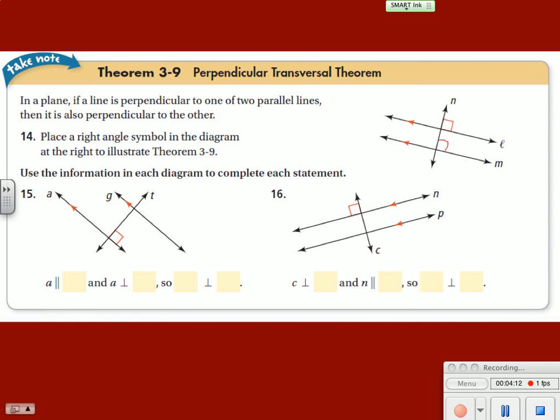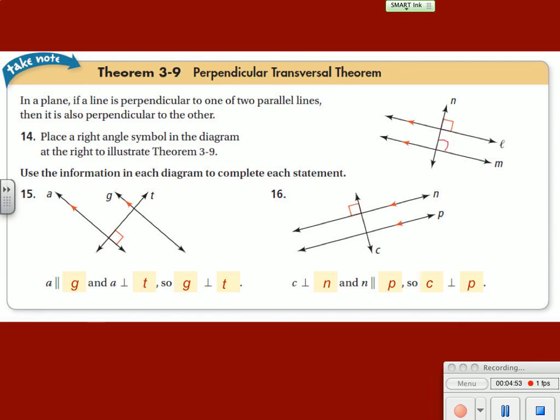All right. Use the information in each diagram to complete each statement. Line A is parallel with line G, and A is perpendicular to T. So therefore, G is perpendicular to T also. In addition, C is perpendicular to line N, that's what we're given, and line N is parallel to line P, so C is also perpendicular to P. If you have any questions about the perpendicular transversal theorem, make sure you jot them down. But basically, if two lines are parallel, and they're cut by a transversal that is perpendicular, it is perpendicular to both lines.